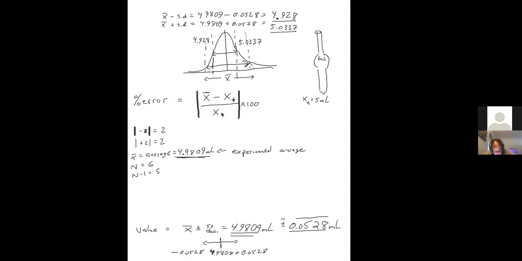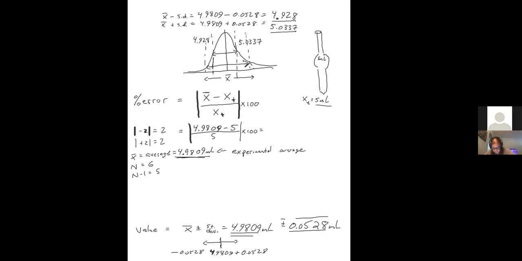So let's go through it. So our average value is 4.9809. The true value, this was supposed to be a 5-milliliter pipette, so 5 mL. And then I'm going to divide that by the true value, which is 5, times 100. Okay. And then it's the absolute value. So that's perfectly fine. Okay, let's come up here. So I reversed those numbers. It's 4.98, not 89. So 4.9809 minus 5, divided by 5, times 100.